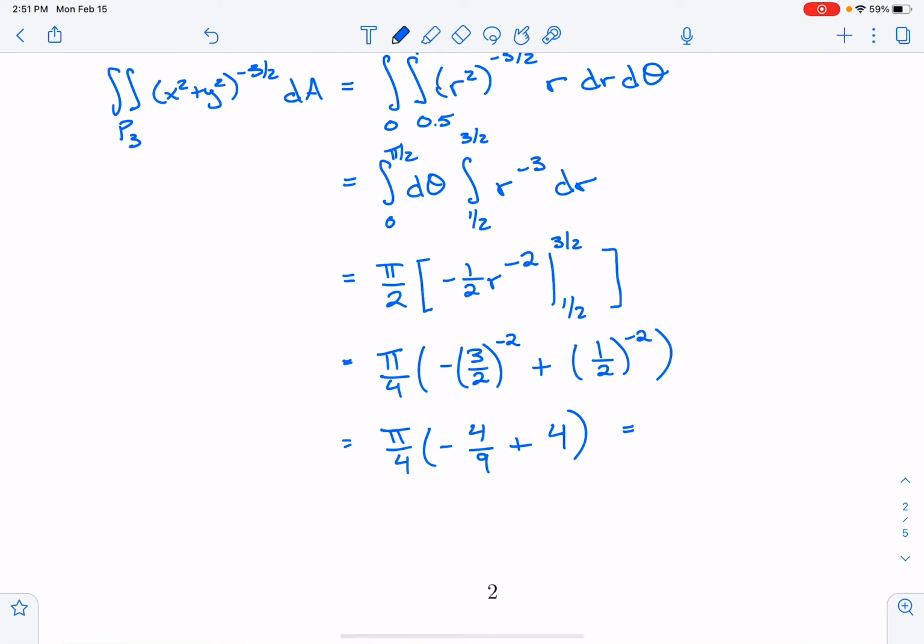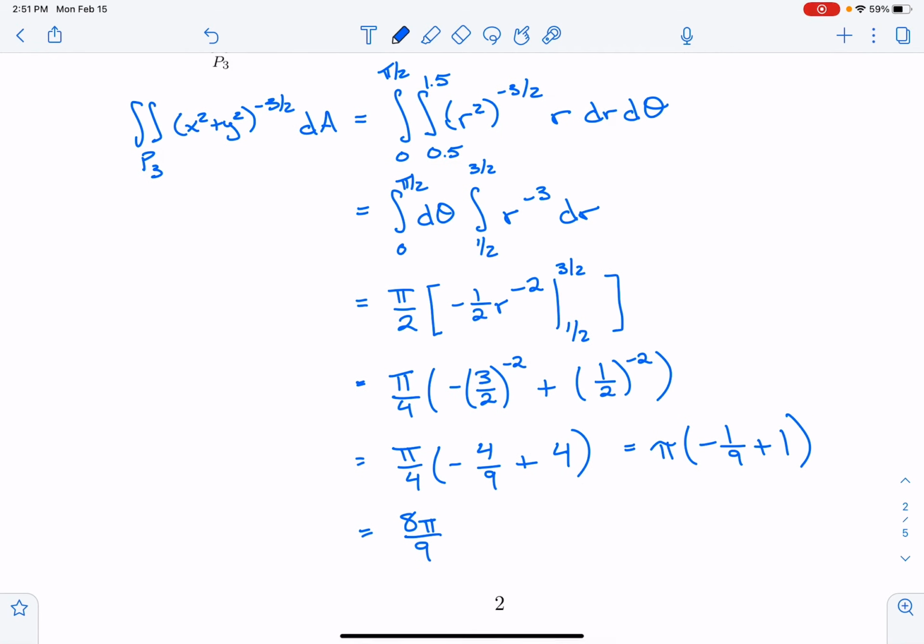Okay, we can do a quick simplification here. I'm going to do pi times, dividing everything by 4, negative 1/9 plus 1. So this looks like it's going to be 8 pi over 9. Okay, so that's a first integral that we've attempted by changing to polar coordinates. Here, it was a good idea to change to polar coordinates because the region itself was more easily described in polar coordinates, and the function that we wanted to integrate was radially symmetric. So when we changed to polar coordinates, it was a function of r and it did not depend on theta.